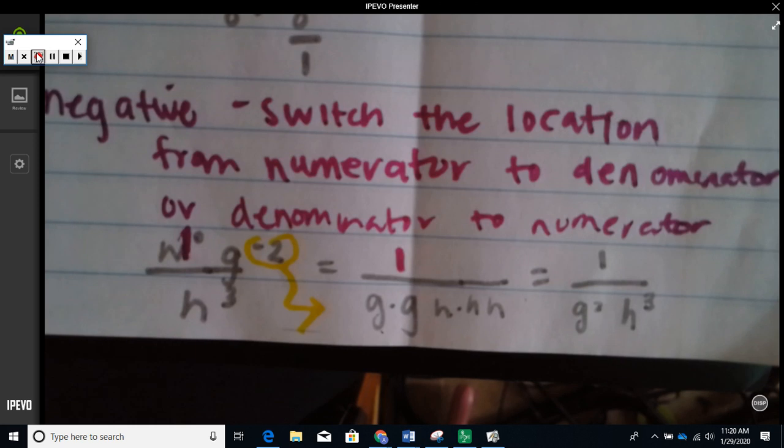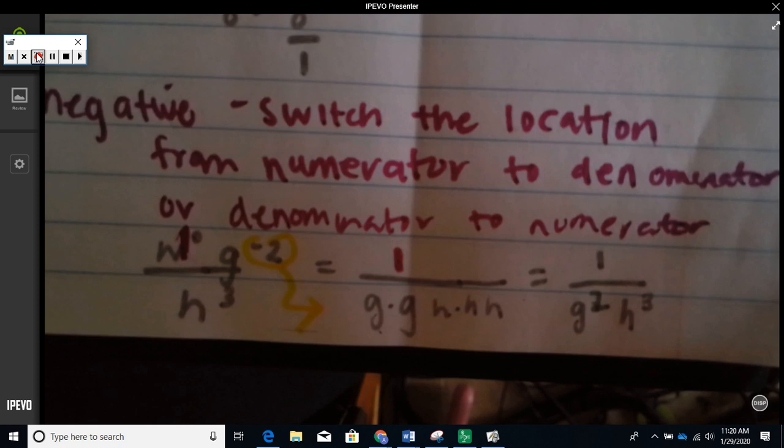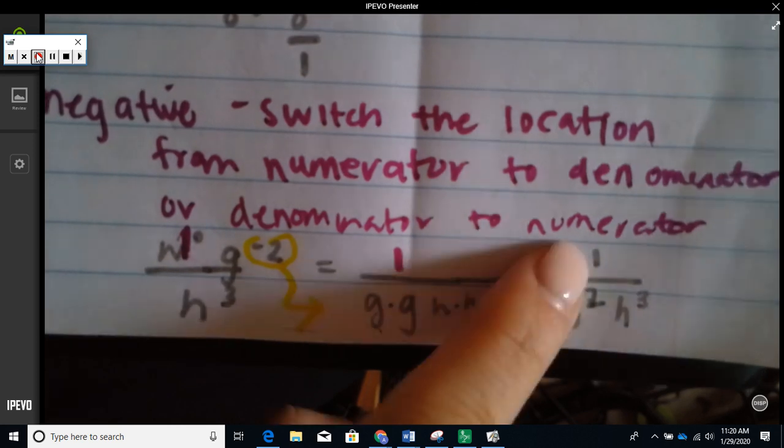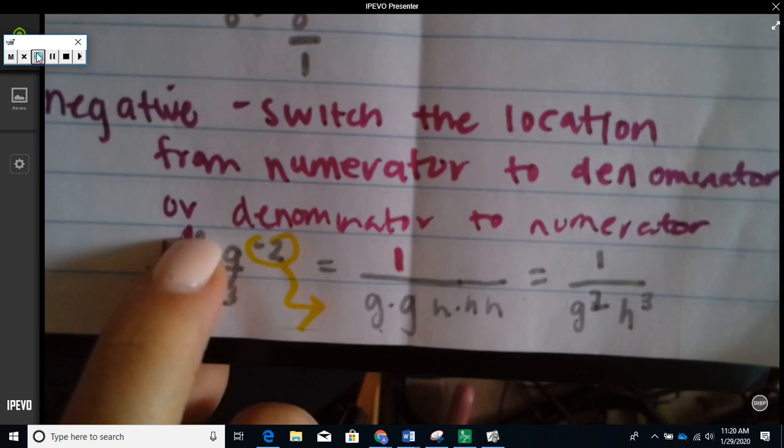That's a 2. It looks like a 3, but it's a 2. So we're going to talk more about the negatives tomorrow, but you just need to remember they switch. Yeah, that's a 1. It's a power of 0, so it's 1.